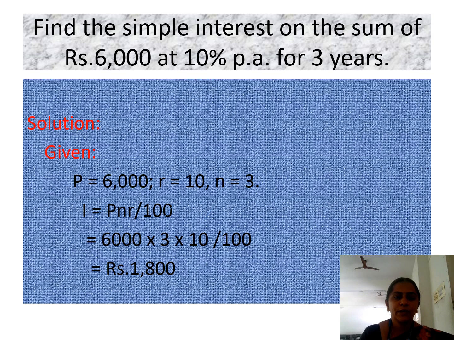We have to find the simple interest. We apply the formula I is equal to PNR by 100. Substituting the given values, P is equal to 6,000, N is equal to 3 and R is equal to 10, then divided by 100, we get rupees 1,800. So the simple interest for 6,000 at 10% per annum for 3 years is 1,800.